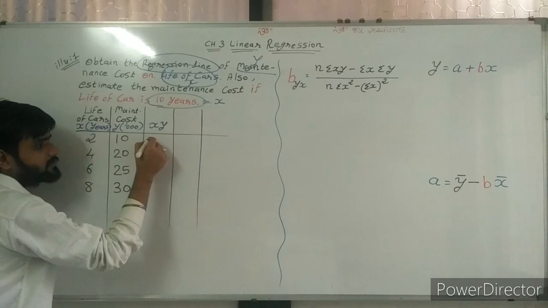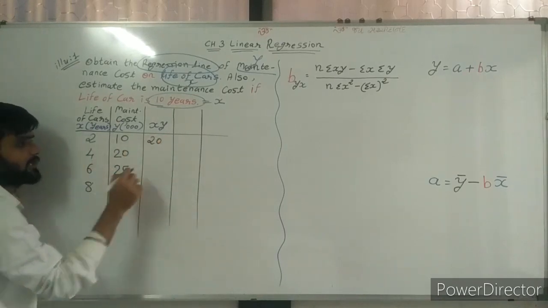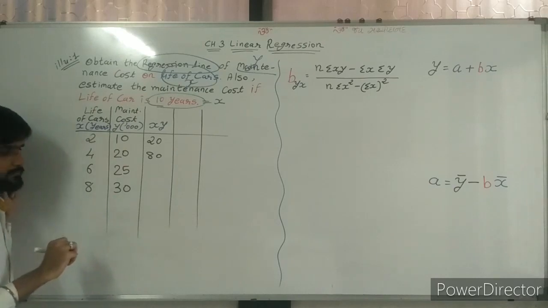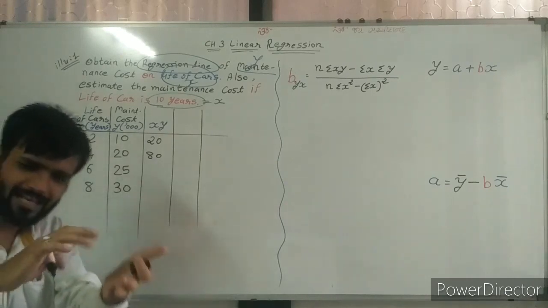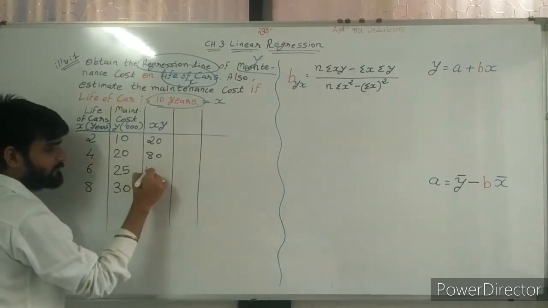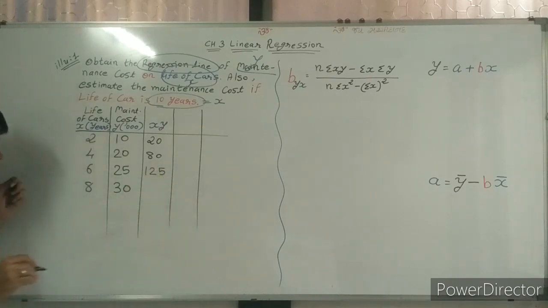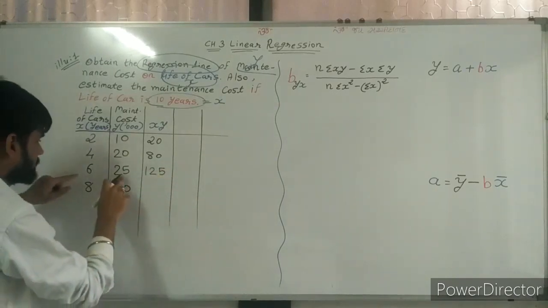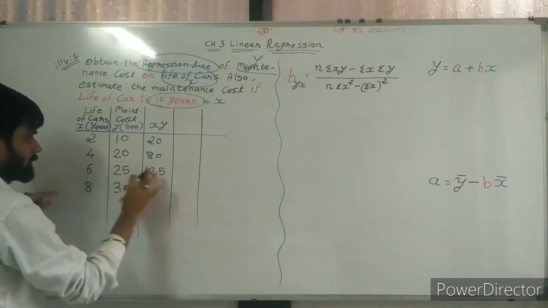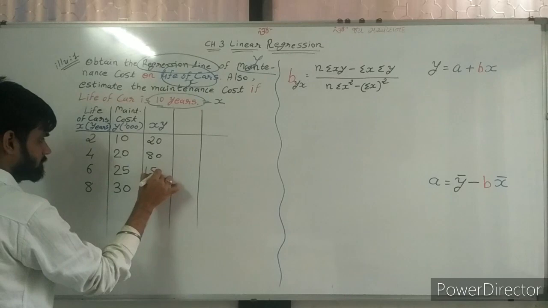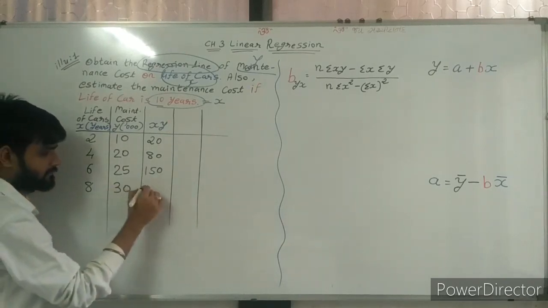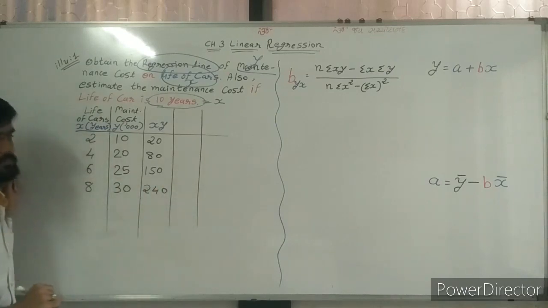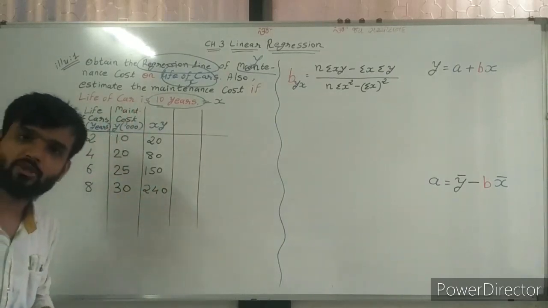2 into 10, so 20. 4 into 20, so 80. 6 into 25. So how can we do it? Do it in the calculator. 125. Sorry, 150. 8 into 30, 240. Sir, we have the values of x into y.